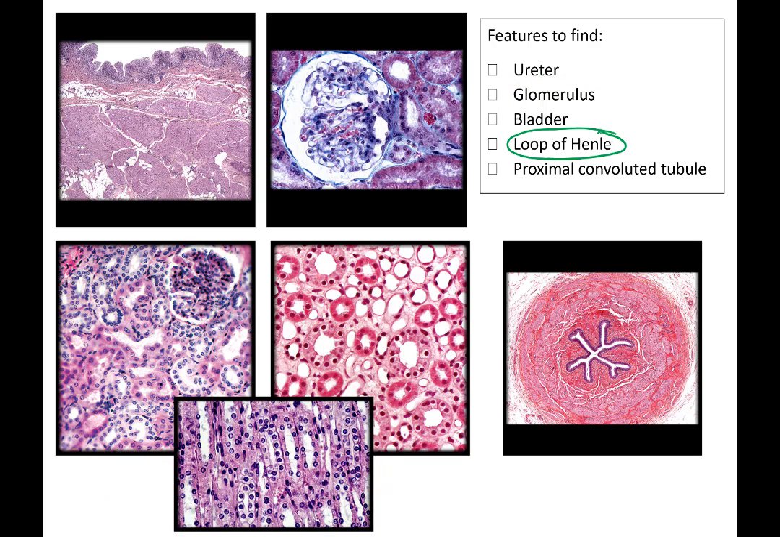The loop of Henle is in the medulla, specifically the medullary pyramids. We can see loops of Henle in this particular slide, as well as this other slide at the bottom. This is a different slice of the loop of Henle, but both of these are loops of Henle. You can see this here would be the thick limb and this would be the thin limb. And because it's in the medulla, you'll also have collecting ducts located in this area as well.